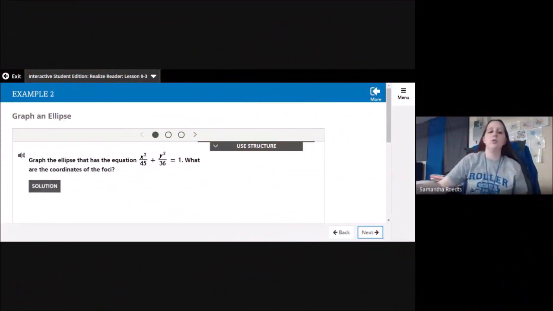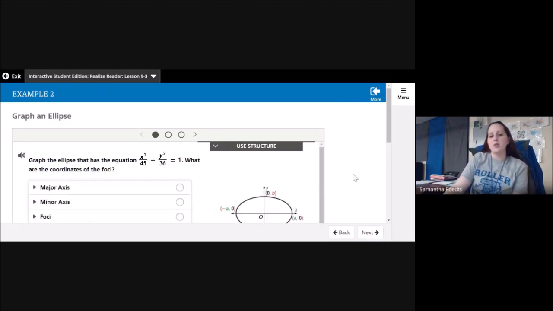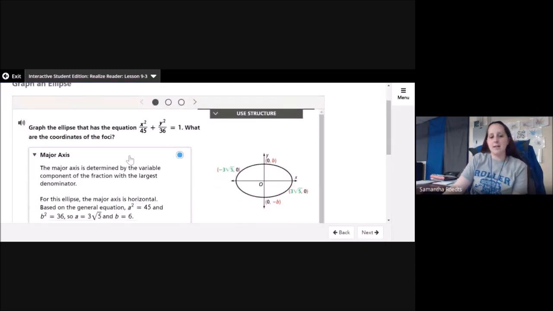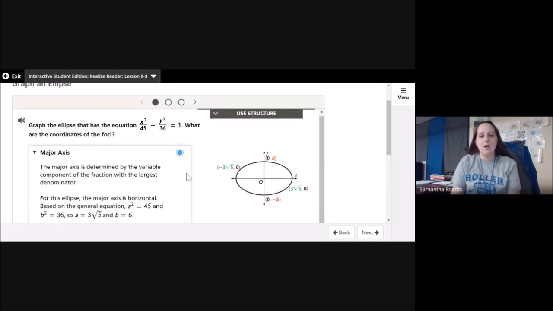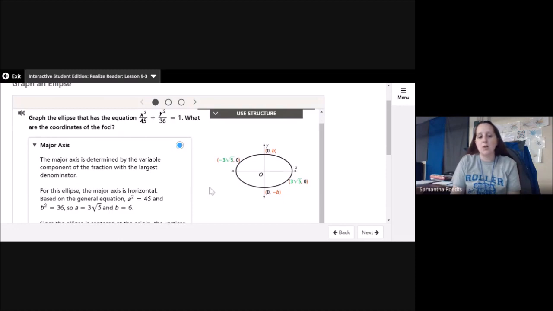All right, example 2, graph an ellipse. Graph the ellipse that has the equation x squared divided by 45 plus y squared divided by 36 equals 1. What are the coordinates of the foci? So the major axis is determined by the variable component of the fraction with the largest denominator. In this case, the 45 is the largest denominator. So from this ellipse, the major axis is horizontal.